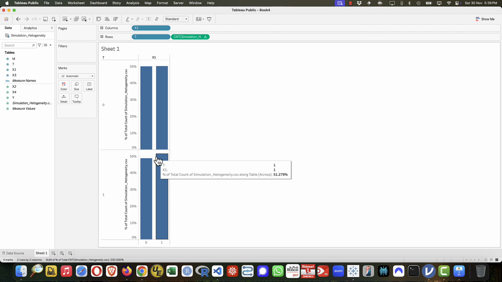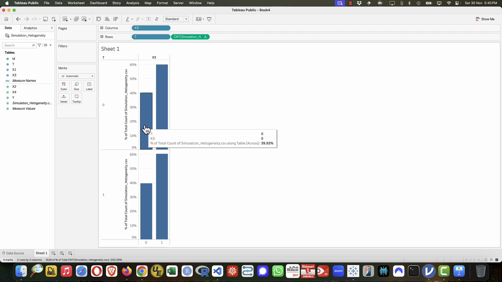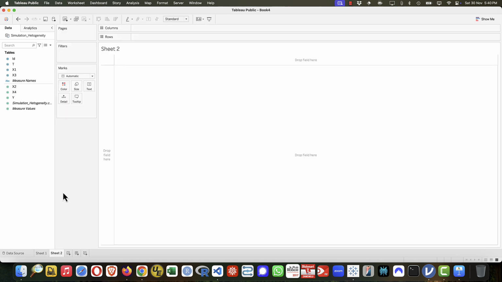So we say, okay, looks like they have the same distribution when t is equal to 0, when t is equal to 1. Let's check the other binary variable, which was x3. So I'm going to put it here. And again, they have the same distribution, 60%, 40%, 60%, 40%. So the binary variables seem to be distributed about the same for the two treatments. Let's check the other ones, the continuous variables. And the trick here is you take a continuous variable and then you create a histogram.